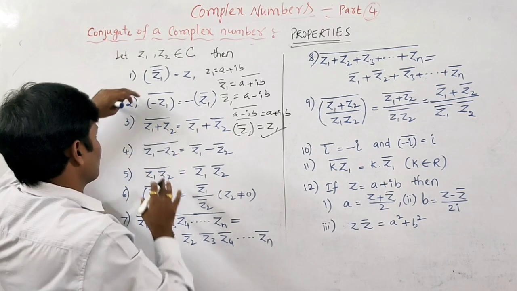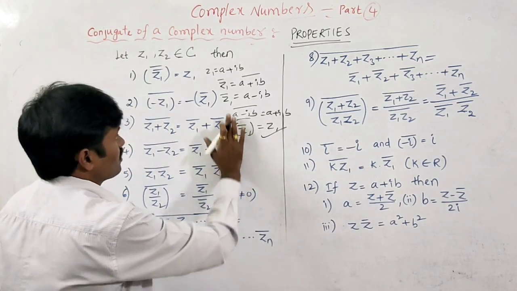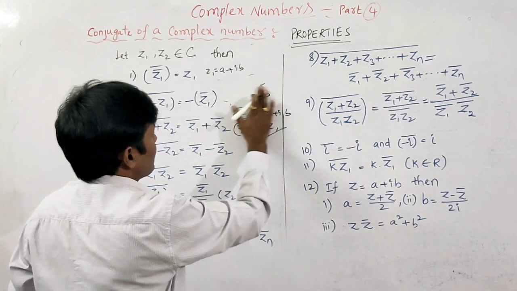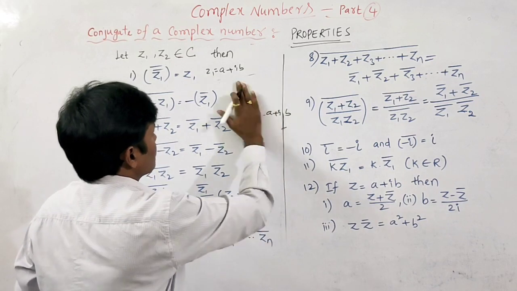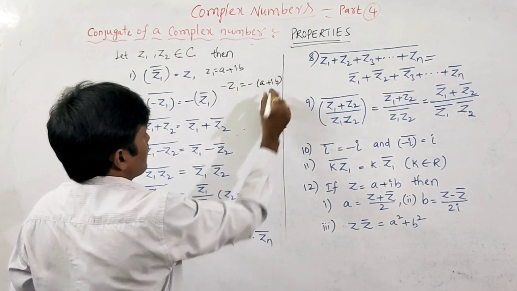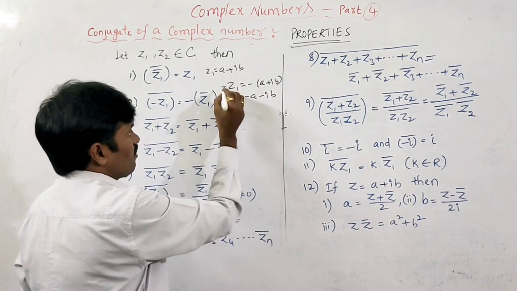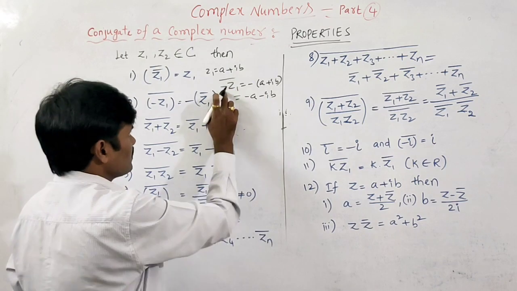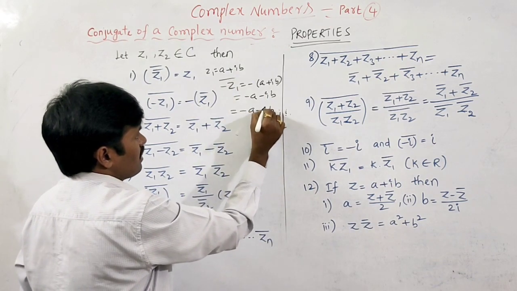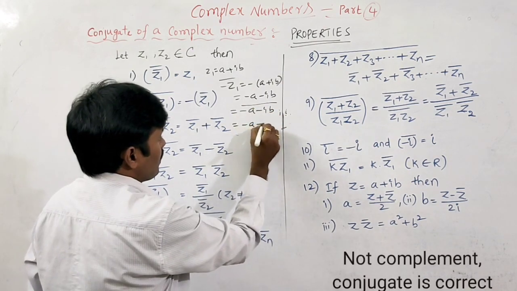Okay, let us now see the conjugate of minus z1. Suppose we assume z1 is equal to a plus ib. Then minus z1 is minus of a plus ib, which is equal to minus a minus ib. Now what is its conjugate? Its conjugate means minus a plus ib.